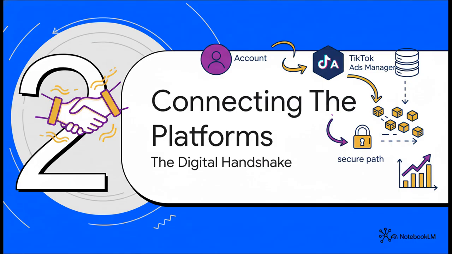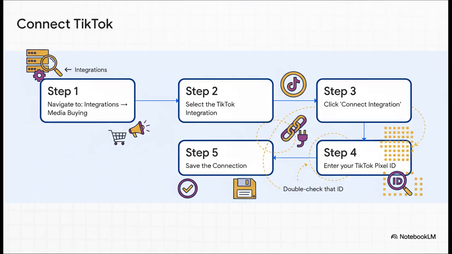Our next job is to create what I like to call the digital handshake between your account and the TikTok Ads Manager. This connection is what forges that secure pathway for your conversion data to flow exactly where it needs to go. You're going to want to follow this path precisely. We're heading into the integrations library, specifically for media buying and finding TikTok. Now, when you connect, the most important field here is your TikTok Pixel ID. This tells our system exactly which advertiser account in TikTok needs to get this conversion data. Seriously, double-check that ID before you hit save.